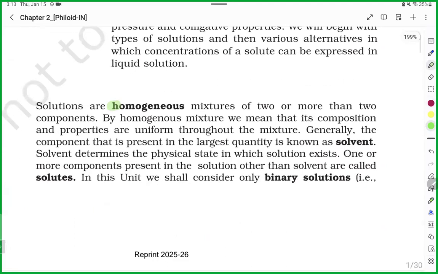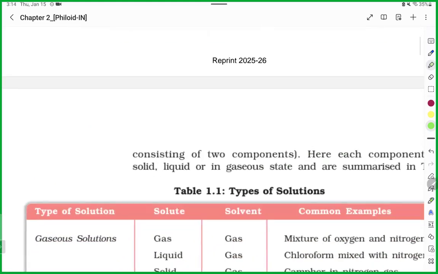Solutions are homogeneous mixtures of two or more substances. Homogeneous means equally, properly mixed with each other. You cannot separate the solution. Example, if you take sugar and water and you dissolve them, it is a uniform distribution of sugar. So you cannot separate them easily, physically, right? So solvent in large quantity and solute in less quantity. And in this chapter, we'll discuss only the binary solution.